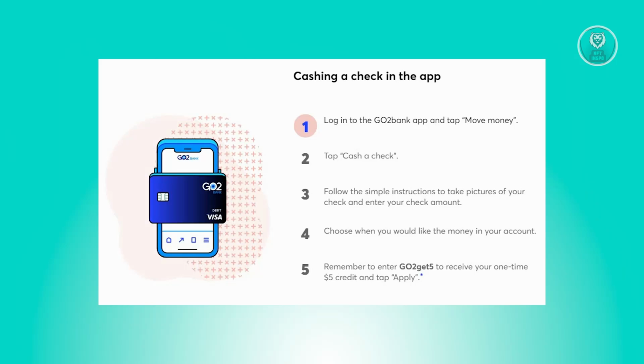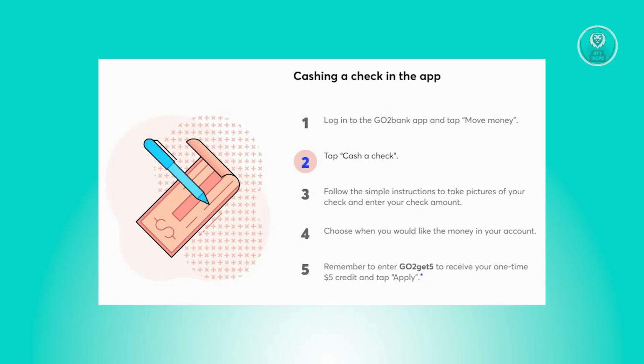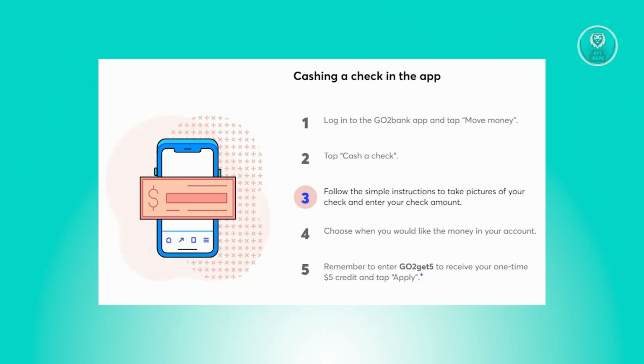So to begin is by logging into the GO2bank app. Once you're in, locate and click on the Move Money option. Now within the Move Money section, you'll find the Cash a Check feature. Click on it to start the process. The app will guide you through these steps, which are designed to be straightforward.